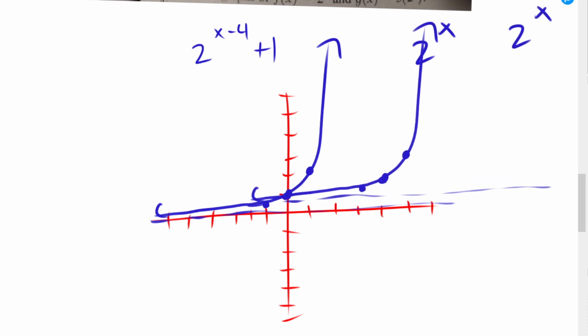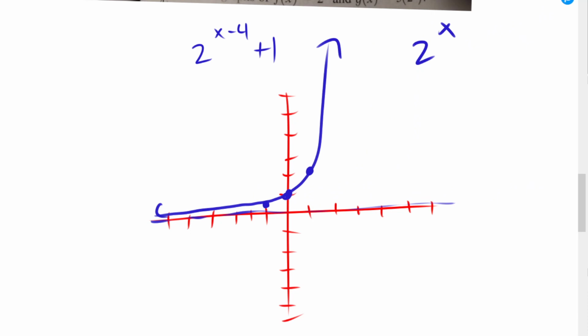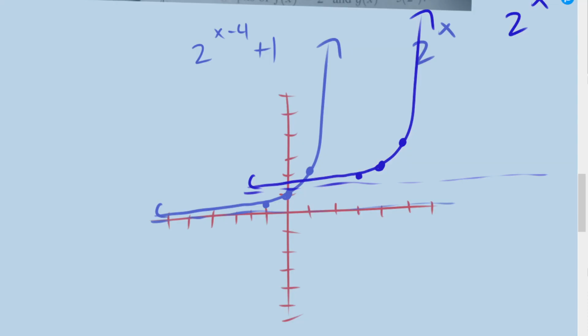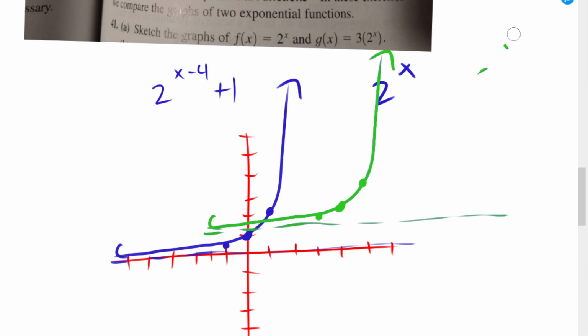Well, we were like this. Hold on, I lost myself. 1, 2, 3, 4, up 1. So something like this. Let me recolor this graph. So this green graph is our correct graph.